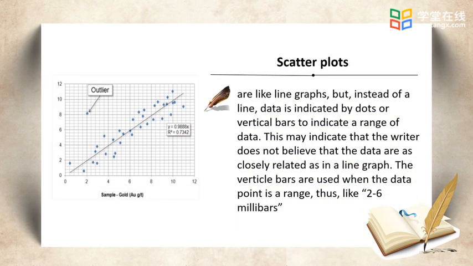Scatter plots are like line graphs, but instead of a line, data is indicated by dots or vertical bars to indicate a range of data. This may indicate that the writer does not believe that the data are as closely related as in a line graph. The vertical bars are used when the data point is a range, like 2 to 6 millibars.